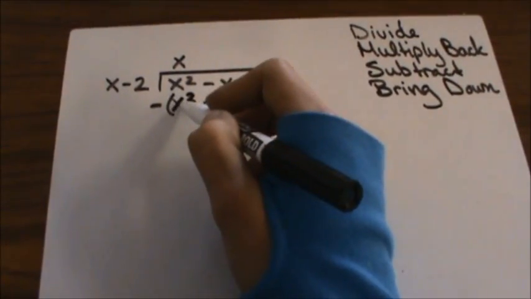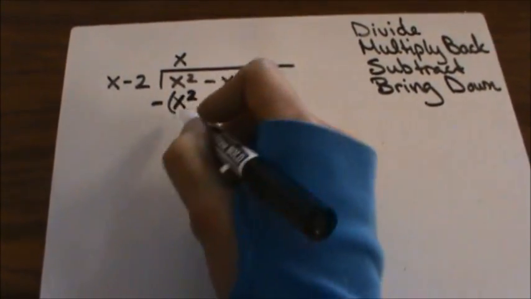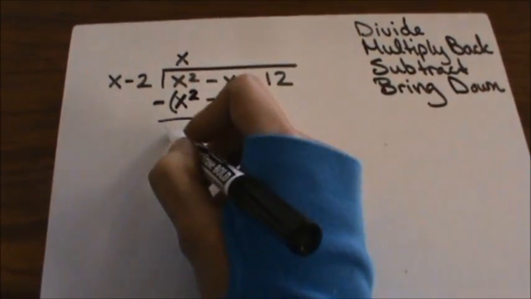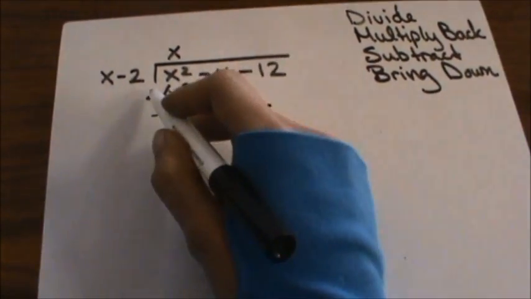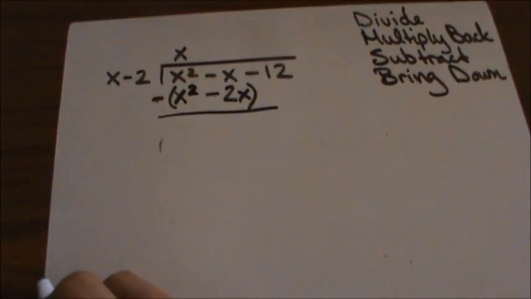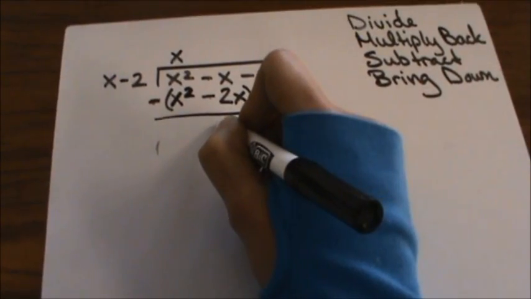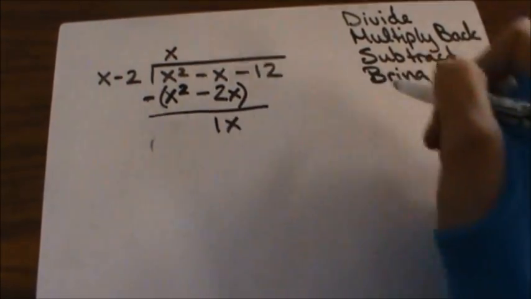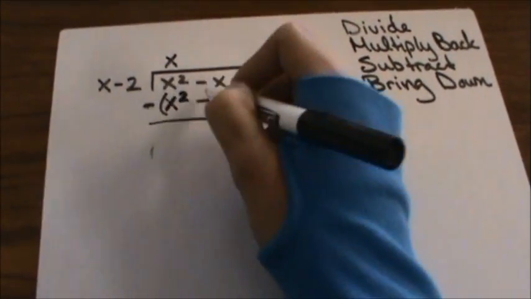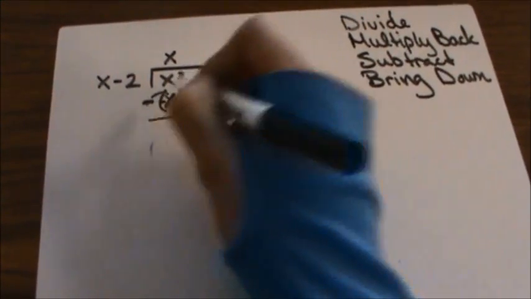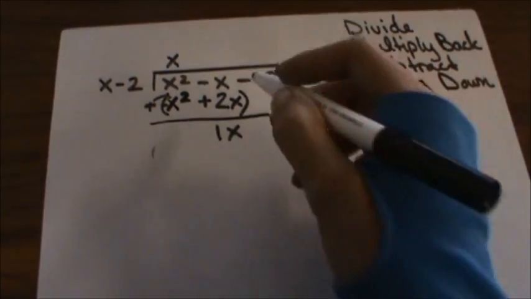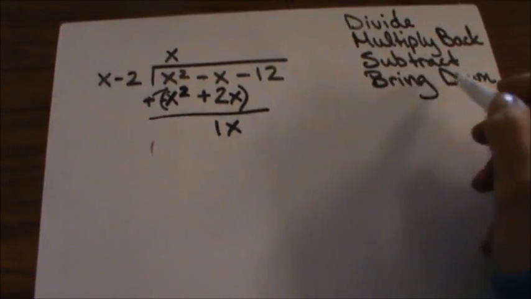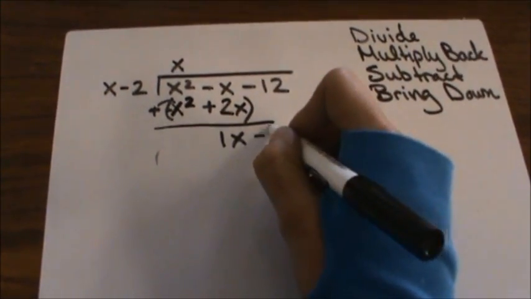X squared minus x squared is 0. This should always turn out to be 0 here. And then negative x minus negative 2x is positive 1x. If it helps you, go through and distribute this negative, and this is really going to be a negative x squared then, and this is going to become a positive 2, if you want to go about it that way. Okay, bring down the next term.